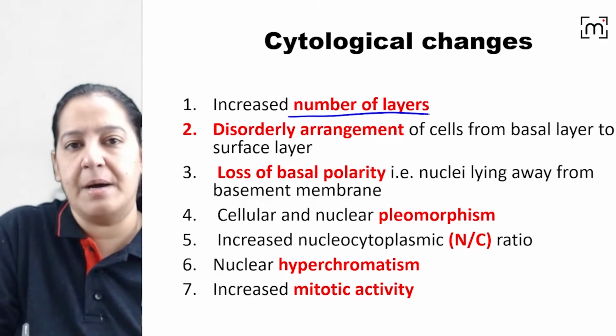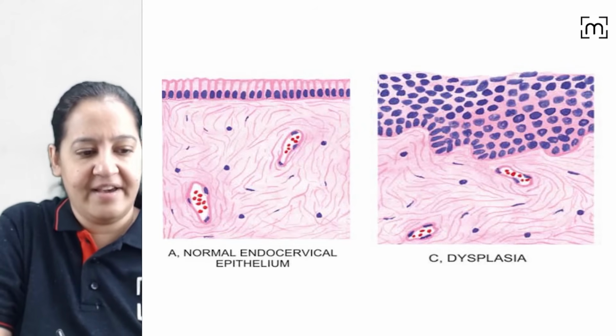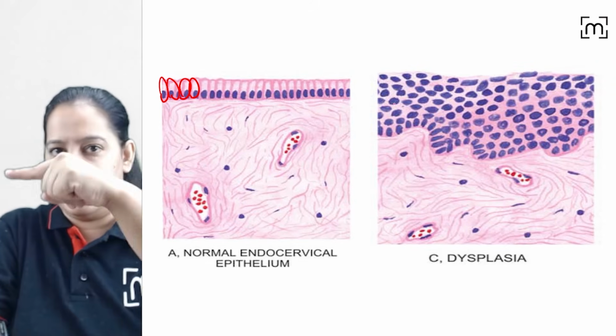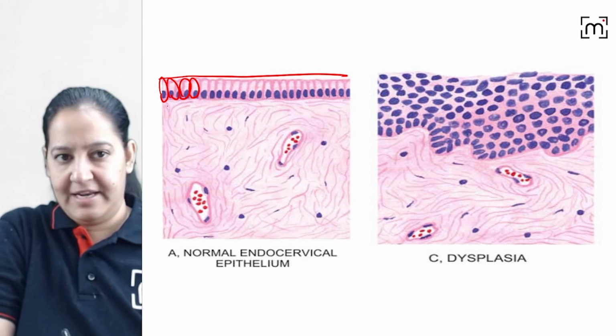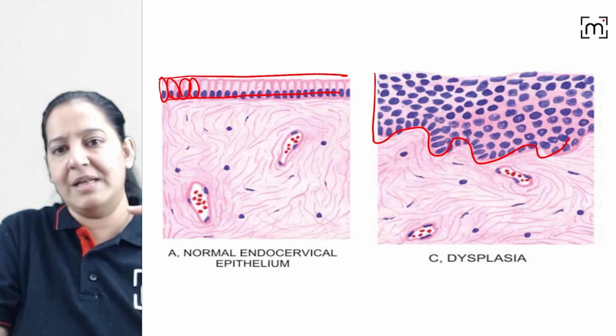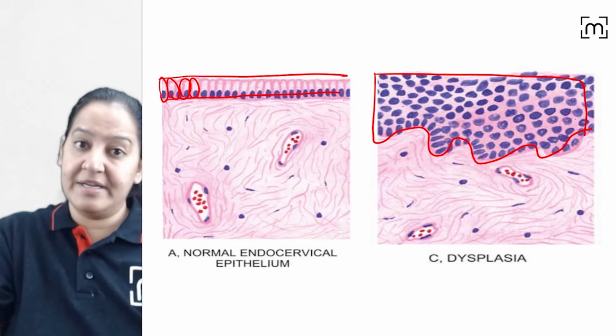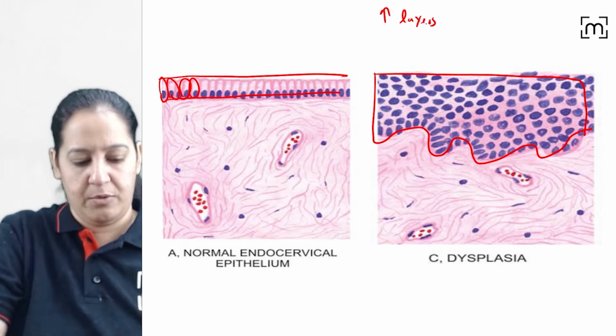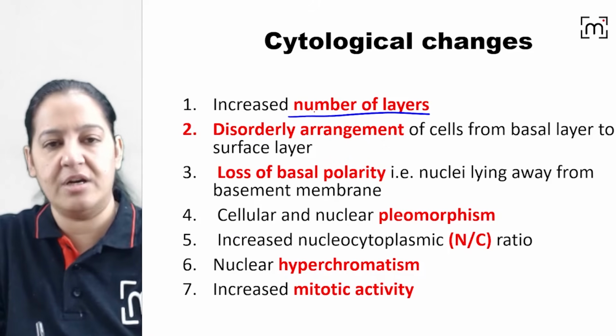Number 1, increase in number of layers. Can you count the number of layers here? Only one layer we are having, the complete layer you can see, one layer. Can you count the number of layers here? There are multiple layers. So the first thing, I will enumerate 7 things. The first is increase in number of layers. Number 1, right?